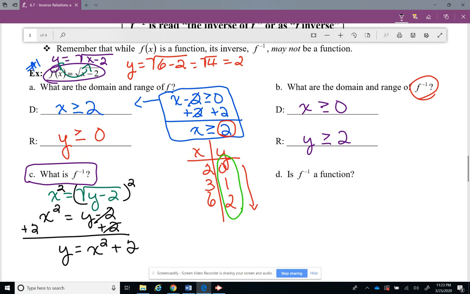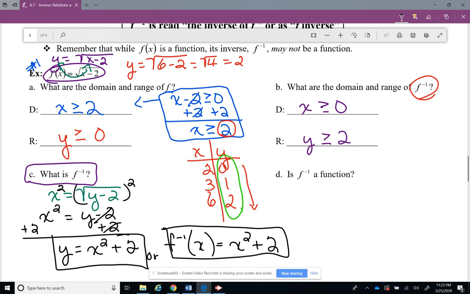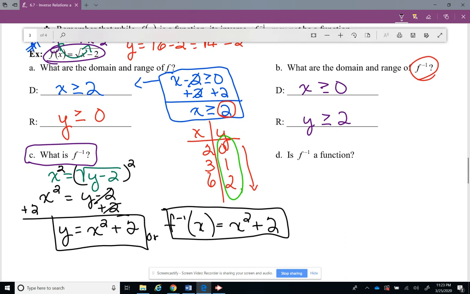So now I'm going to write it using f inverse. So I'm going to say the inverse of f is x squared plus 2. So you could write it like I did here, or you could write it like I did here. Because they said, what is the inverse of f? Well, there it is. Well, is it a function? Well, look at it. What does it look like? I see x squared. I don't see any radical. So x squared means it's a parabola. So, is f inverse a function? Yes, it's a parabola.